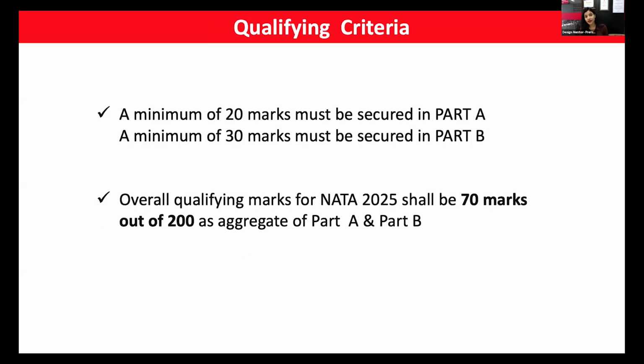Qualifying criteria. For part A, it is 20 marks, and for part B, it is 30 marks. So overall qualifying marks for NATA 2025 shall be 70 marks out of 200. The paper is of 200 marks, so 70 out of 200 is the minimum passing marks as the aggregate of part A and part B.